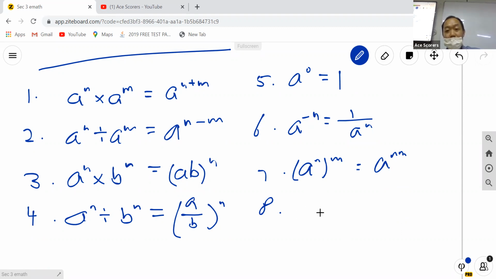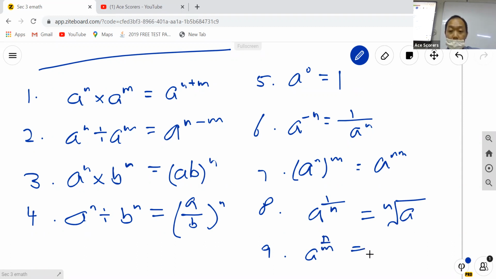Okay, so next one, what else? A to the power 1 over n. Once you go into fraction, it is the root thing. This is not square, so it is n-th root of a. Then question number 9: a to the power n over m equals m-th root of a to the power n. So what you have to realize is that the one at the denominator is the root.